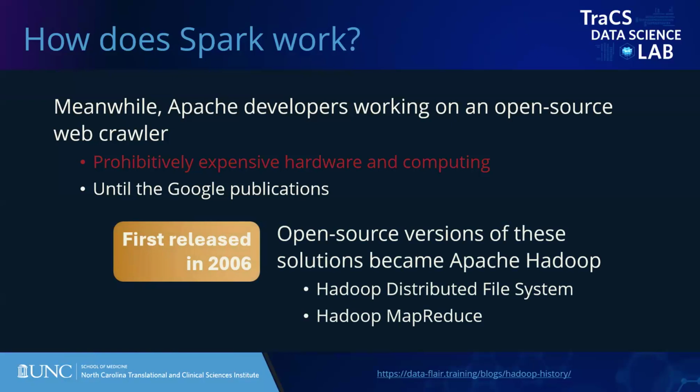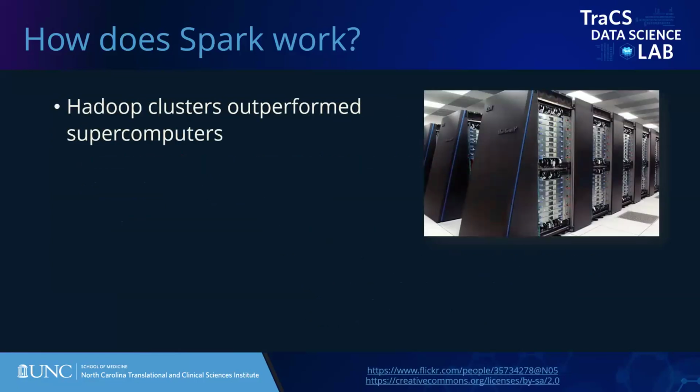So since its inception, Hadoop has come to include many different components, but two of the core ones are the Hadoop distributed file system, which is, of course, akin to that Google file system from that first paper, and then Hadoop MapReduce, similar to the MapReduce programming model from the second publication. So these technologies would form the basis for a general solution for big data processing.